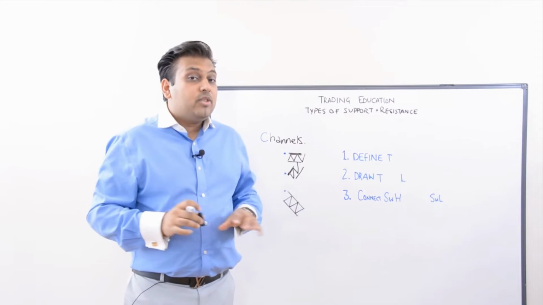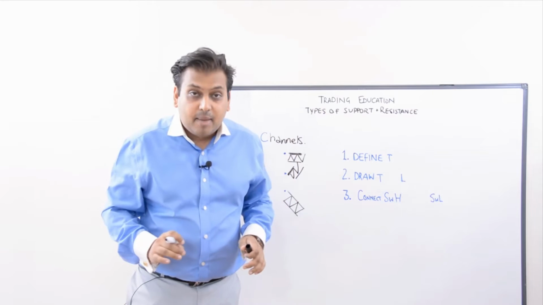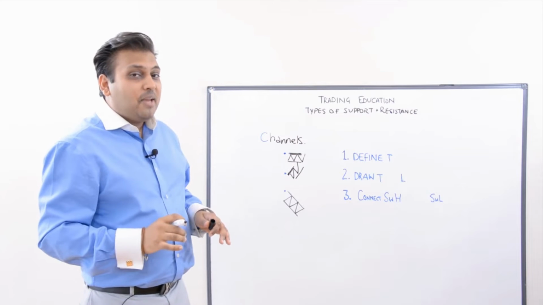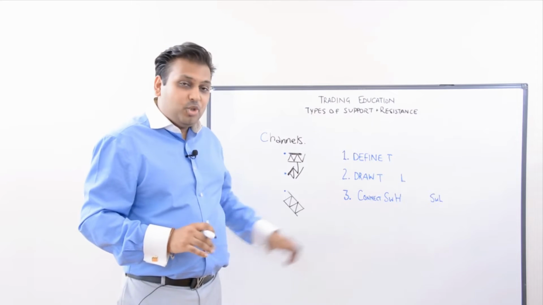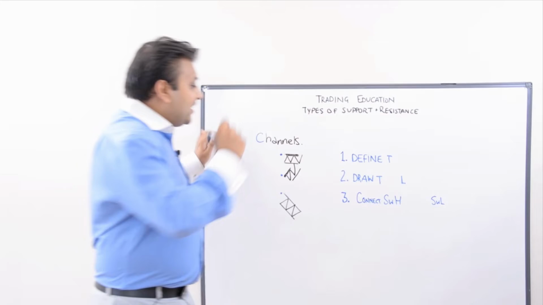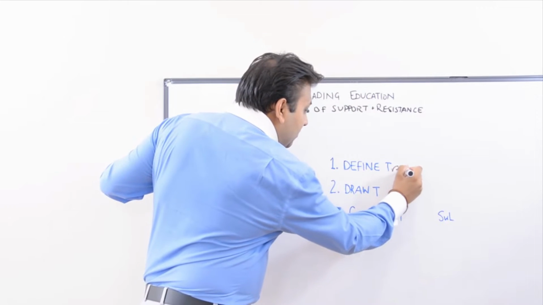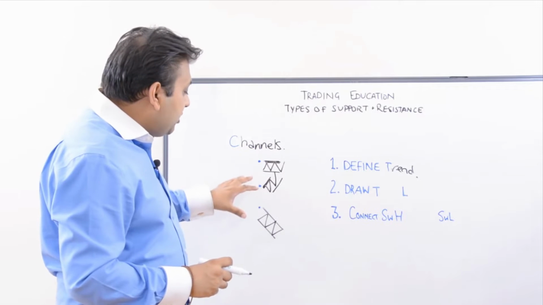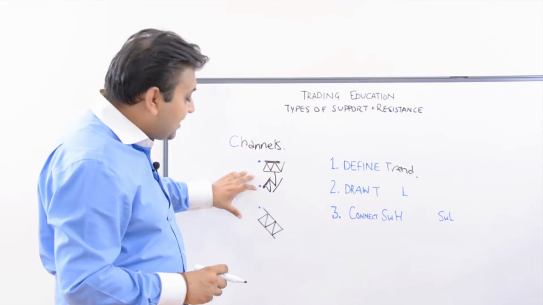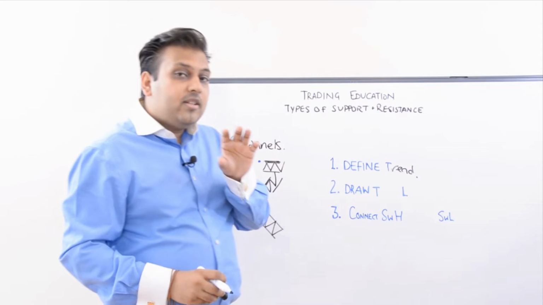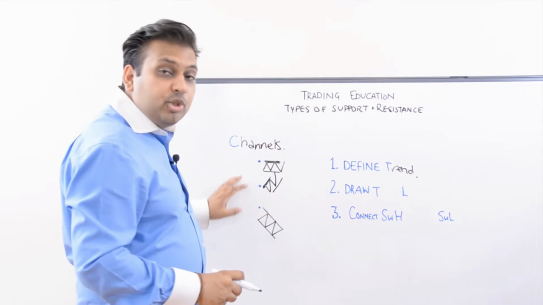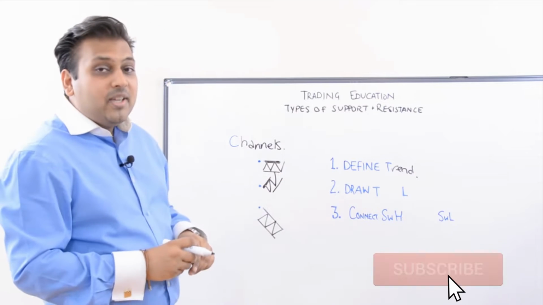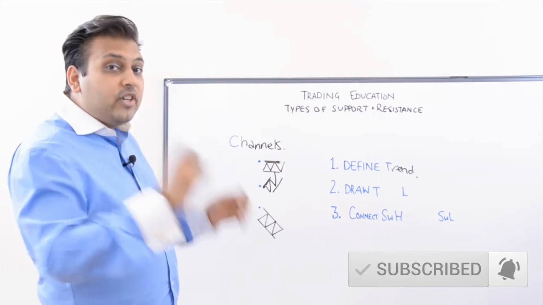But before we do that, I want to give you the 3 steps to identify a channel. These are the 3 key steps you need to use each time. Let's go over each one. The first step is to define the trend. You must define the trend. You need to know whether you're going to be drawing a sideways channel or an ascending or a descending channel. And the only way to do that is to know if you're in an uptrend or a downtrend.